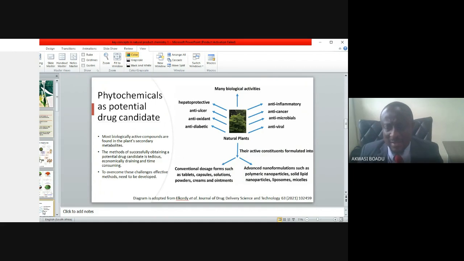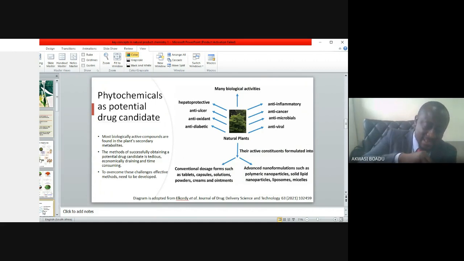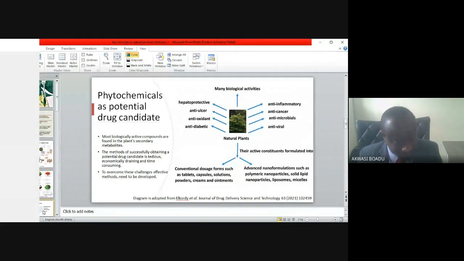In this particular approach, we would find out that although we can get the isolated pure compound, sometimes it does not work because some of the phytochemicals, those are secondary metabolites, some of them work in synergy. And therefore, when they work in synergy, they cannot work alone as a pure compound, and therefore we don't get results from it.